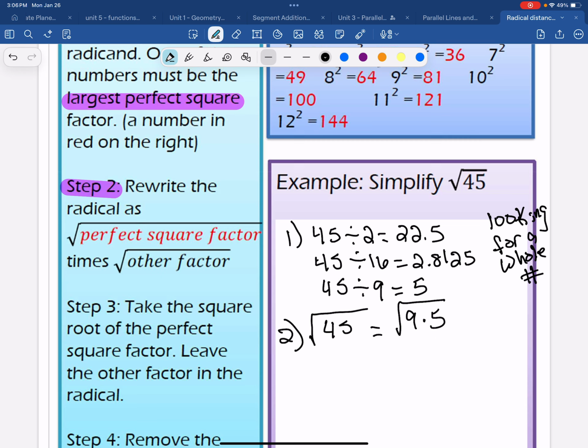All right, then there's another property that says that we can separate these. Separate's a better word. All right, so I'm going to have the square root of 9 times the square root of 5. Now we know the square root of 9 is 3. So I'm going to take the square root of 9 and get 3, and then I'm going to keep my square root of 5, and that is my final answer.